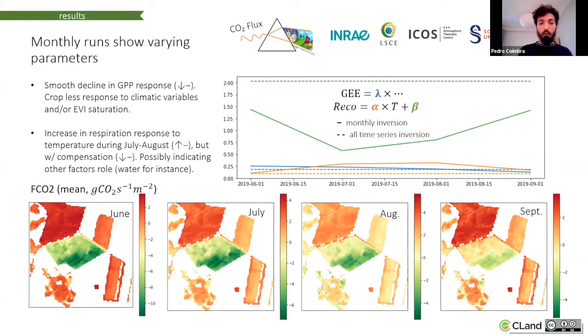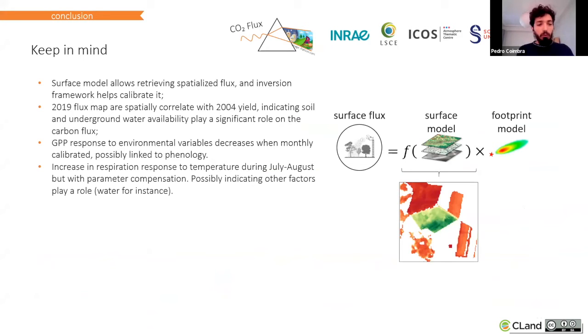So we also have the mean estimations for the different months. And I will try to conclude to give more time for the discussion. The surface model allows us to have the spatialized flux, but we need to calibrate that, and that's why we use the inversion. The 2019 flux maps correlate with the 2004 yield. So this indicates that this approach can give a good picture of the intrinsic spatial variability of a site, and we can better understand sites that were previously taken as homogeneous.